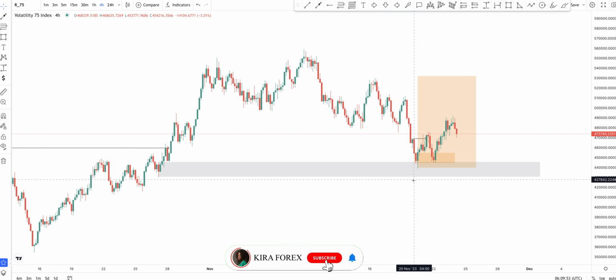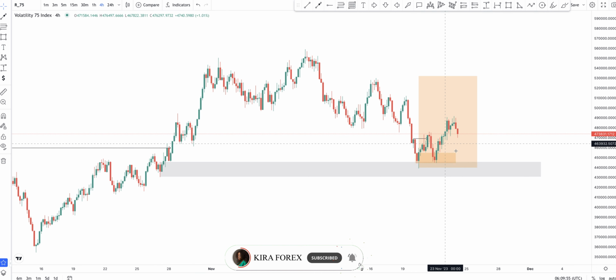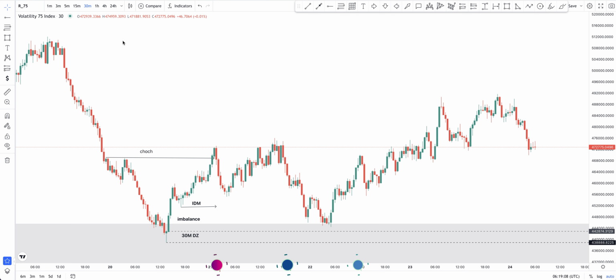From here, we are moving to a lower time frame again for our entry. Now on the 30-minute time frame, I am looking for my entry. I've not gone lower than that. Previously on the 4-hour, I already drew where my choke is. So this is my choke on the 30 minutes as well. That is the same thing I drew on the 4-hour. And then I also spotted an IDM, inducement, around this area, and an imbalance. Then we have our demand zone.